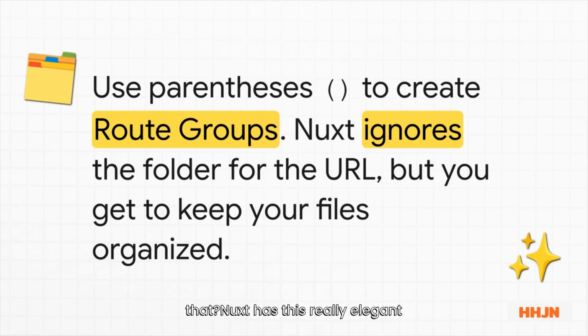Nuxt has this really elegant solution called route groups. You just wrap the folder's name in parentheses. That's it. Nuxt sees the parentheses and knows, okay, this folder is just for organizing files. I'm going to ignore it when I build the URL. So you get the best of both worlds, a clean project structure and clean URLs.